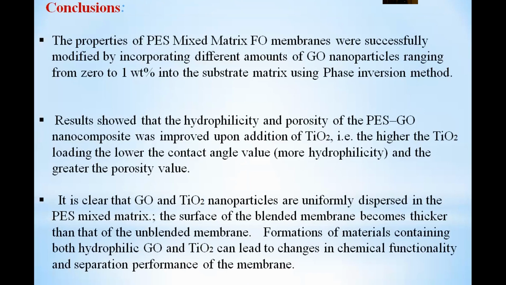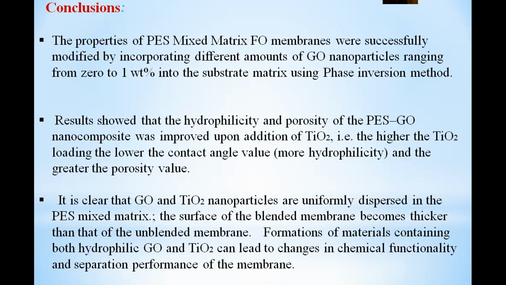Conclusion: the properties of the polyether sulfone mixed matrix forward osmosis membrane were successfully modified by incorporating different amounts of nanoparticles, ranging from 0 to 1% weight, into the substrate matrix using phase inversion. Results show that the hydrophilicity and porosity of polyether sulfone with the graphene oxide nanocomposite were improved upon addition of titanium dioxide. The higher the titanium loading, the lower the contact angle value, the more hydrophilicity, and the greater the porosity value.